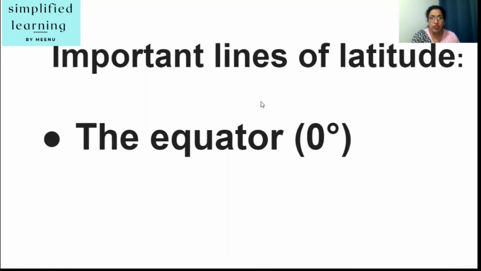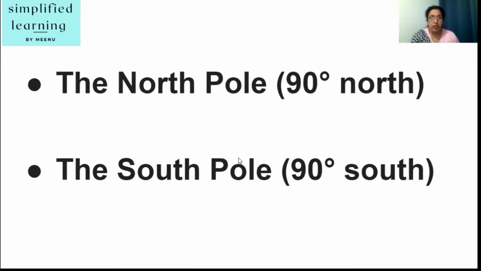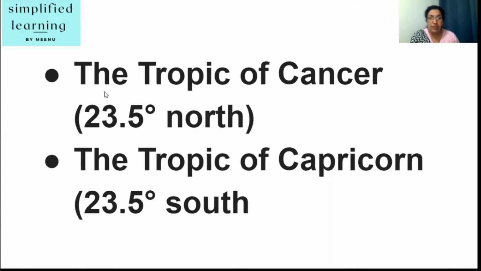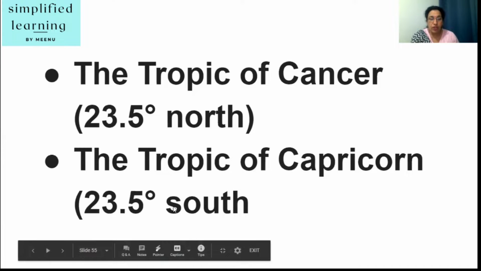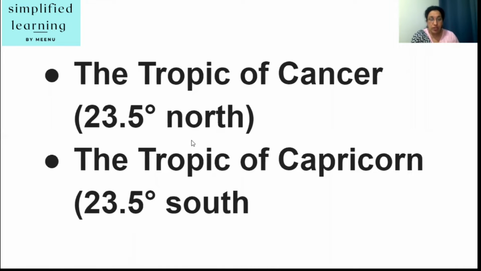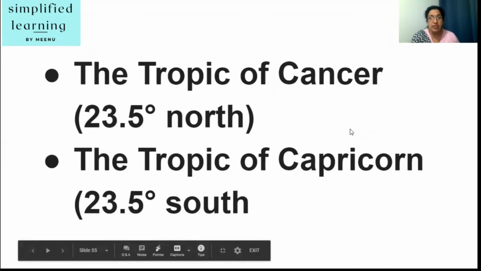Important lines of latitude. As we have already discussed, the equator, that is 0 degree, is the longest line of latitude. Then we have the North Pole, that is 90 degree north, the South Pole, 90 degrees south, and then we have these two tropics. The Tropic of Cancer in the north is also named 23.5 degree north. Then we have the Tropic of Capricorn, 23.5 degree south. The Tropic of Cancer at 23.5 degree north is located north of the equator. It is the northernmost limit to which direct rays of the sun are received. On the other hand, the Tropic of Capricorn at 23.5 degrees south is located south of the equator. It is the southernmost limit to which direct rays of the sun are received.